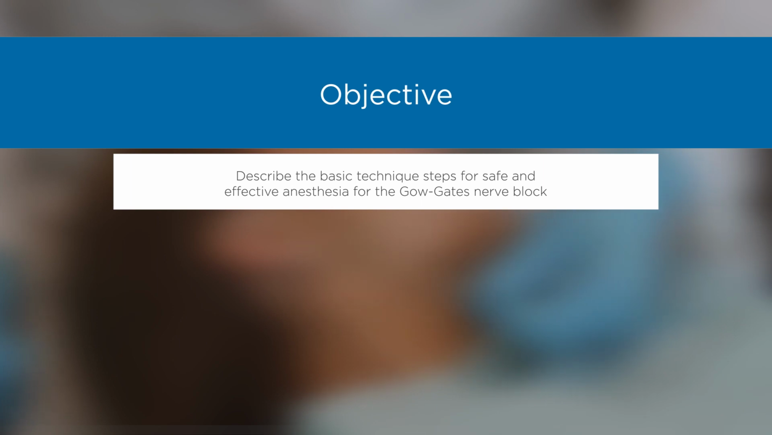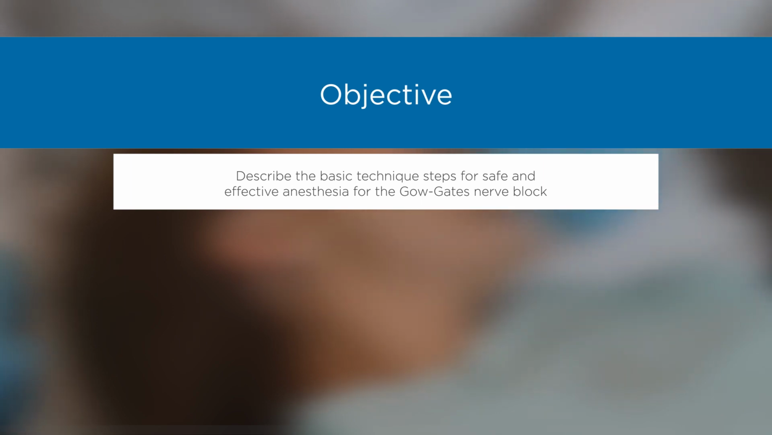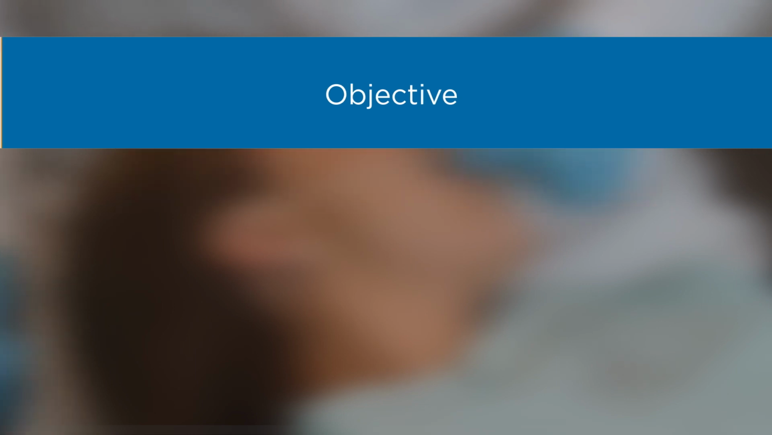Objective: describe the basic technique steps for safe and effective anesthesia for the Gow-Gates nerve block. Mandibular anesthesia is notoriously difficult to achieve. Over the years, we've developed new techniques in order to help increase the rate of success. We have the Gow-Gates block and the Akinosi block to help.